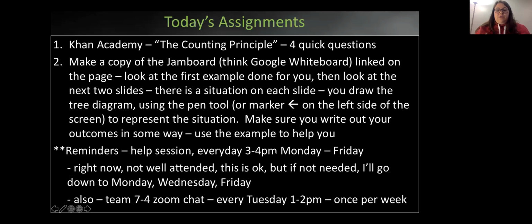As a reminder, there are help sessions running every day this week from 3 to 4 p.m. The link's on Canvas. You just join it if you need help. Right now, they're not very well attended. So if by Friday they're not more well attended, that's fine, then we'll go down to Monday, Wednesday, Friday next week. Also, our team is having a Zoom chat every Tuesday from 1 to 2 p.m. Once per week, Miss Torres sends out the link for that, and I'll also send out that link so you can see it too.